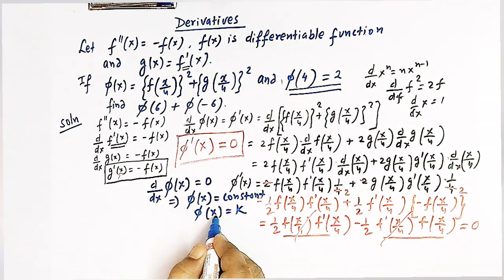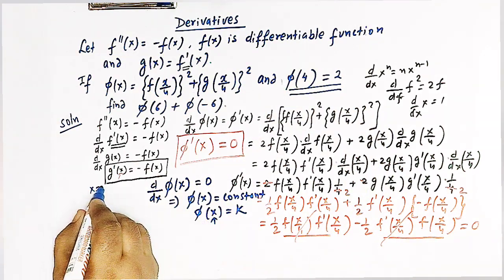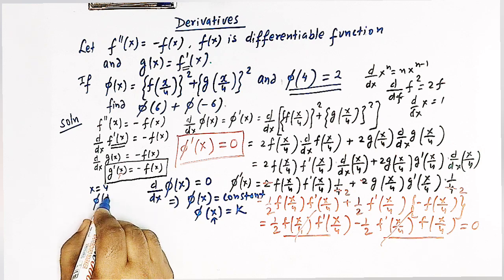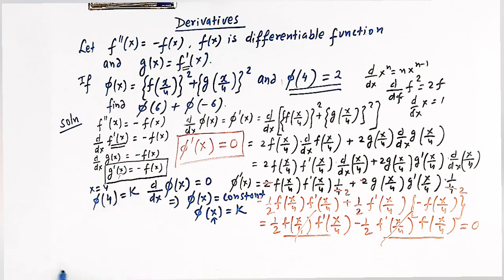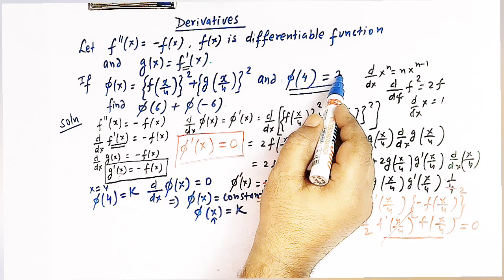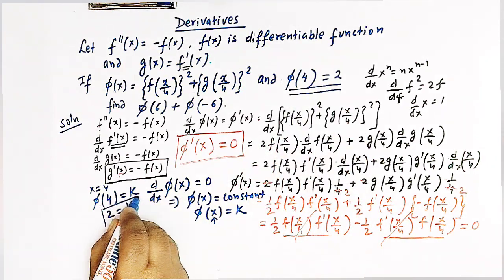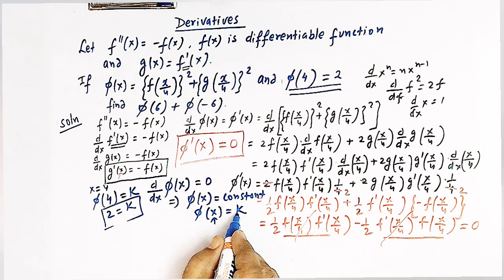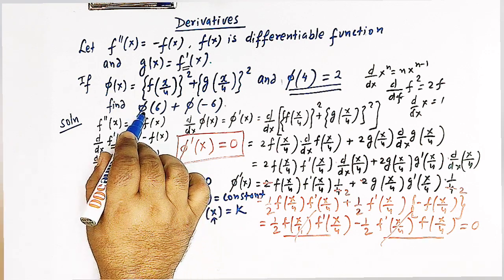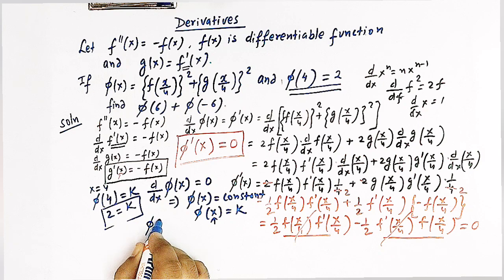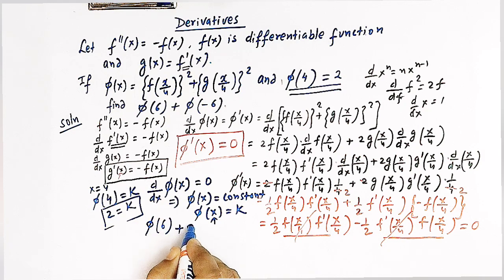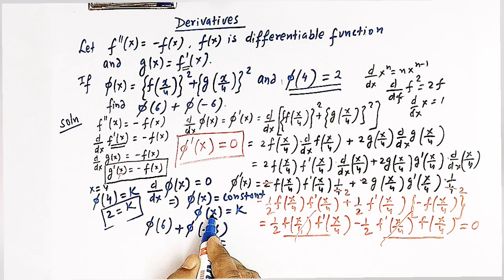So replacing x by 4 we get phi(4) is equal to k, right? And phi(4) is given as 2. So here we can write 2. So k is equal to 2, right? So the constant k has the value 2. And now we have to find the value of phi(6) plus phi(-6), right? So phi(6), if we replace x by 6, then phi(6) is equal to k.